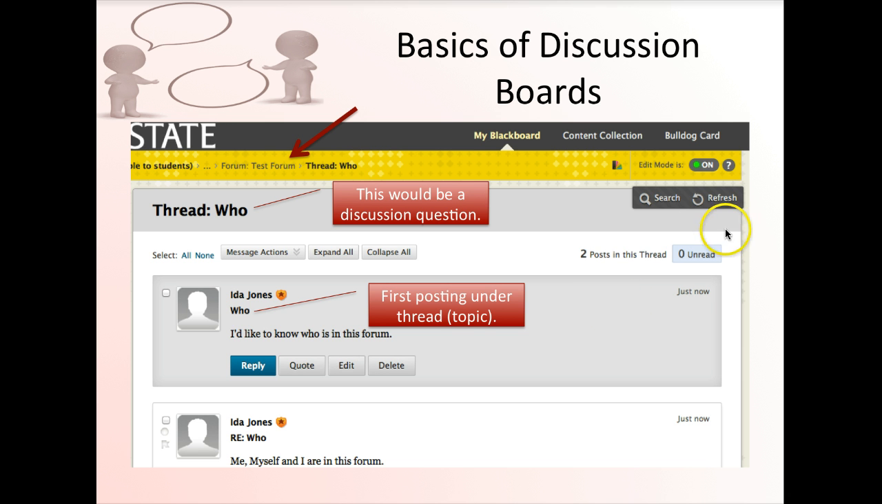So the last thing underneath says Ida Jones again. It says R-E, who. That's a reply to the first posting. And my reply is, me, myself, and I are in this forum. Okay, so that's the basic structure of the discussion board. Now let's take a look at an actual example.